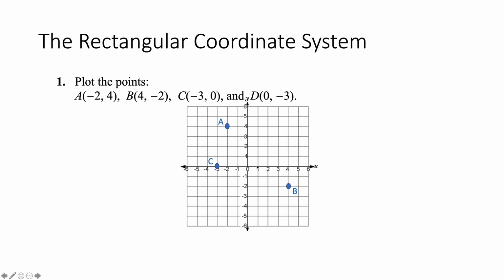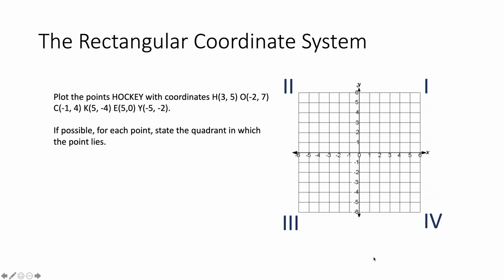Next up, where is the point 0, -3? Now keep in mind, this is not when the Y is 0, it's when the X is 0. So here's where the X is 0, and here's where the Y is -3. So there's my point D. All right? So there's points A, B, C, and D put up for you. One other thing to keep in mind is with the rectangular coordinate system, we have what we call quadrants. The upper right is quadrant 1, and then you go counterclockwise for 2, 3, and 4.